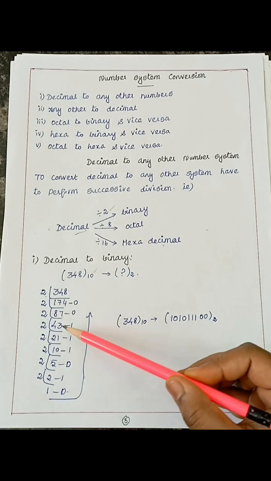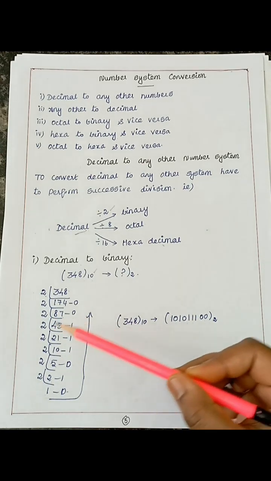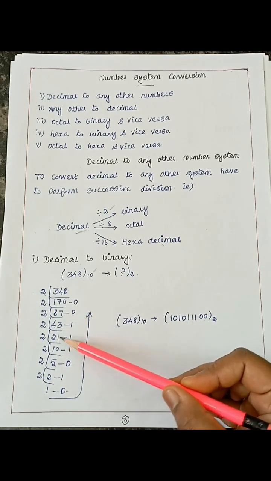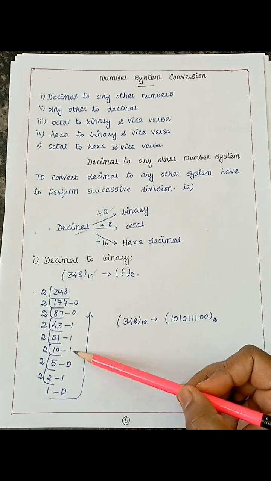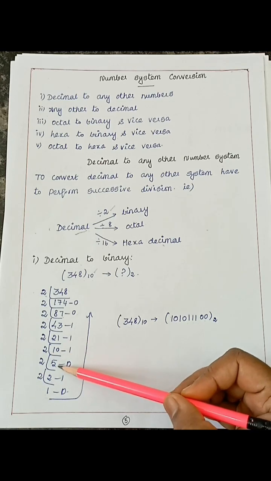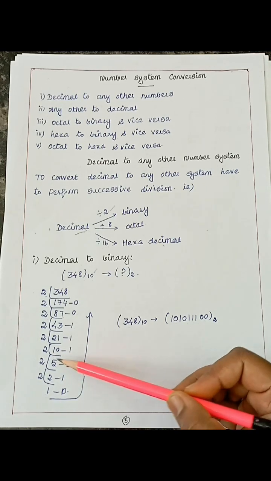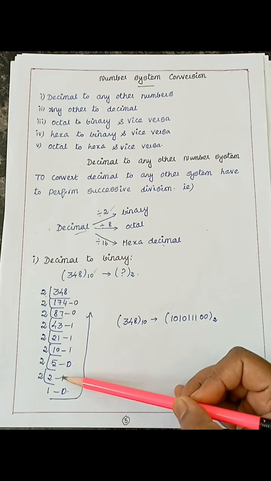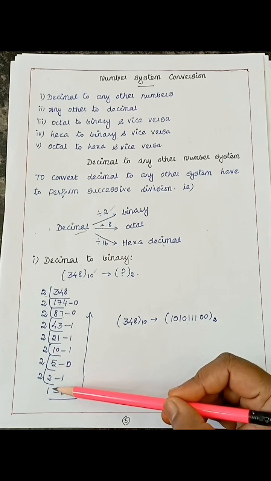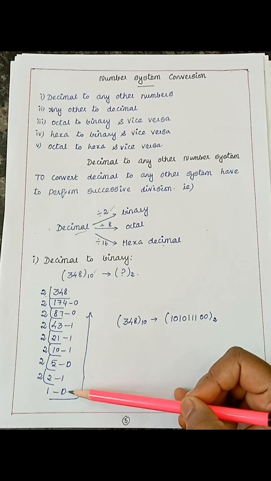Again divide by 2, 43 with the remainder of 1. Again divide by 2, 21 with the remainder of 1. Again divide by 2, 10 with the remainder of 1. Again divide by 2, we are getting 5 with the remainder of 0. Again divide by 2, we are getting 2 with the remainder of 1. And divide by 2, last we are getting 1 with the remainder of 0.